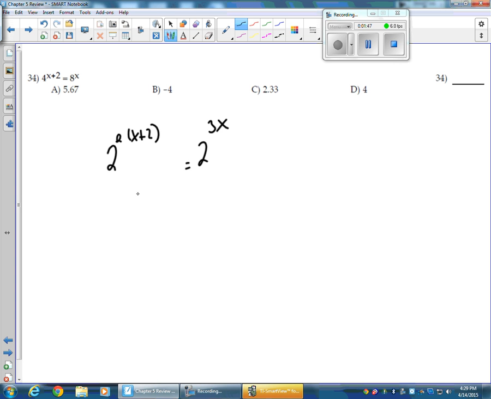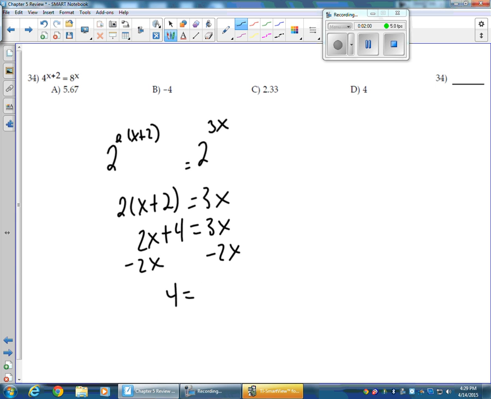So since the bases match up, I can just use the exponents. 2 times x plus 2 equals 3x. That'd be 2x plus 4 is equal to 3x. Subtract 2x from both sides, and you get x is equal to 4. So my answer is D. You can go back and plug it in, check it out: if x is 4, this side would be 4 to the 6th, and this side would be 8 to the 4th, and they should be equivalent.